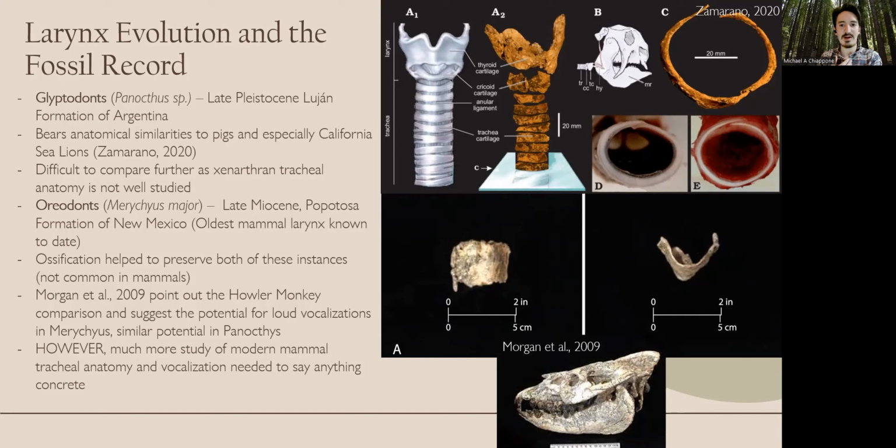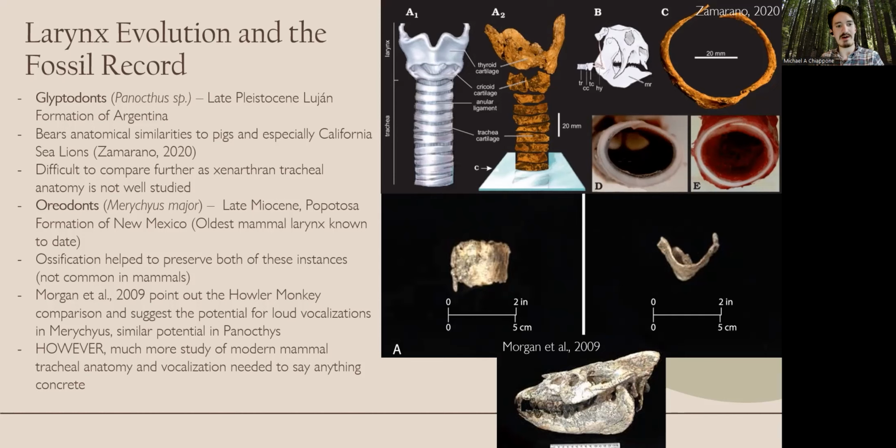Panoptis has a larynx preserved, which bears striking similarities to pigs and especially California sea lions. However, this may be because we really don't have a great idea of what xenarthran tracheal anatomy looks like. And so we need more of that in order to compare to glyptodonts.